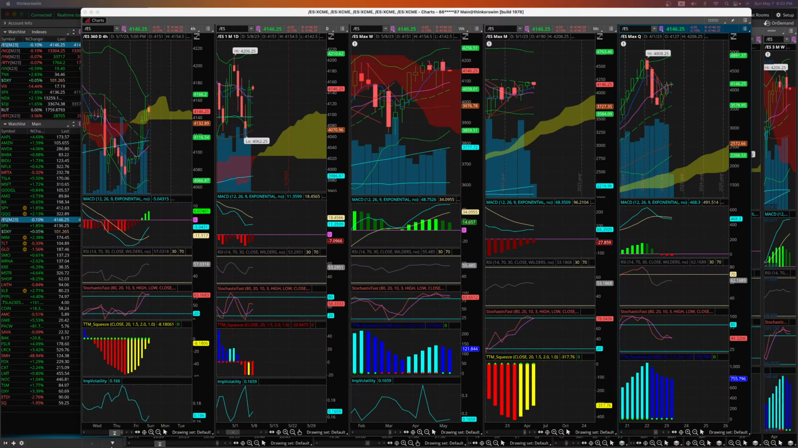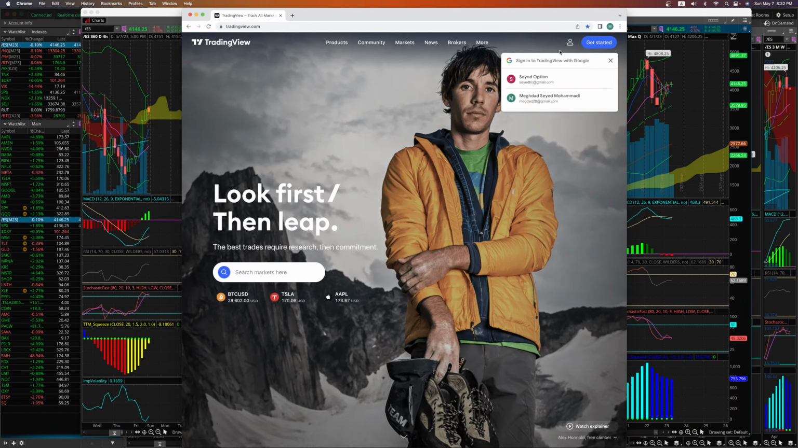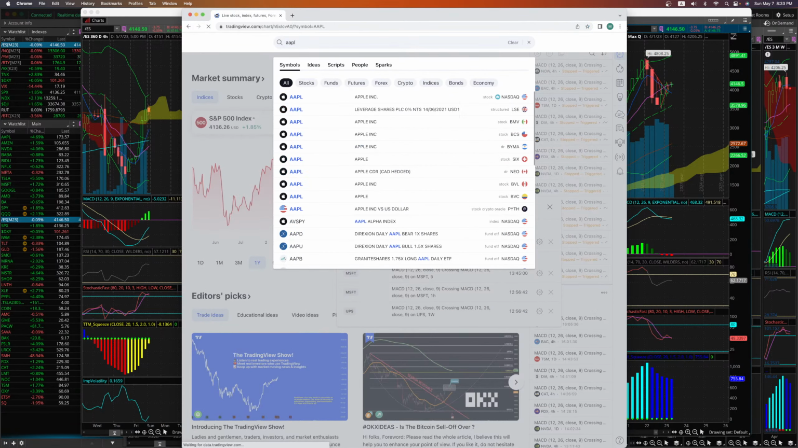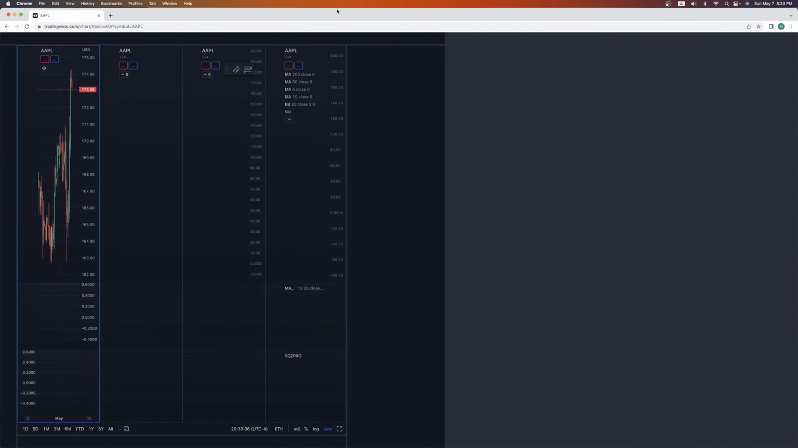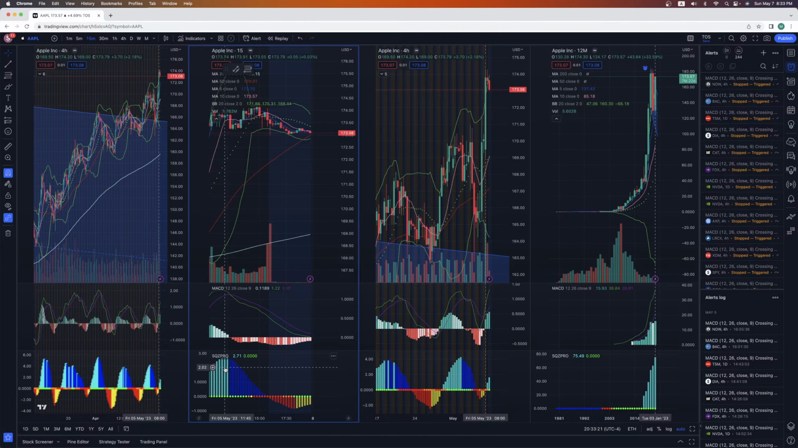If you do have TradingView, let me just show you guys one second on TradingView. I log in. So for example, if you don't have Thinkorswim, not every platform supports TTM squeeze, but on TradingView you can go and add the indicator. You can add MACD and the TTM squeeze. You just search SQZ Pro and it adds it, and it's the same as Thinkorswim.